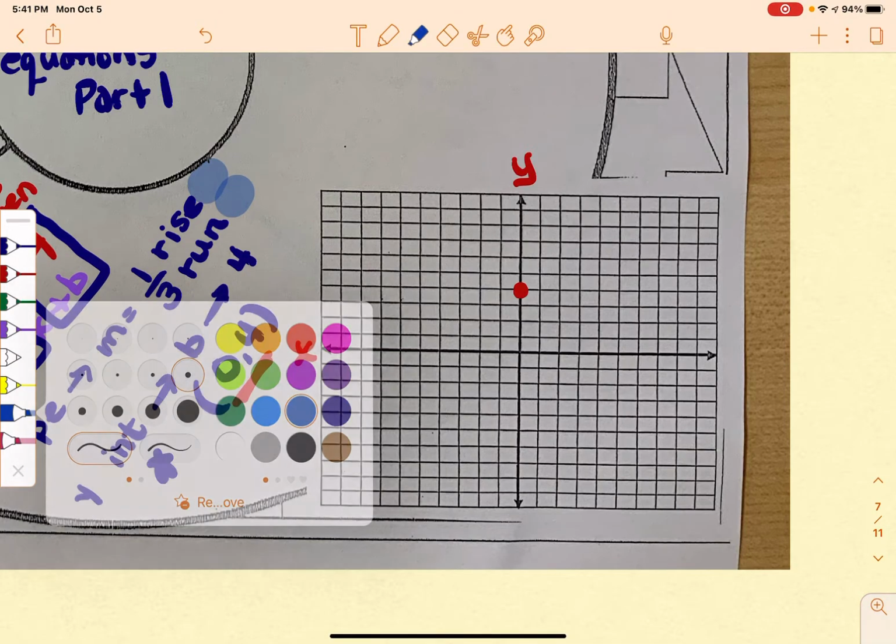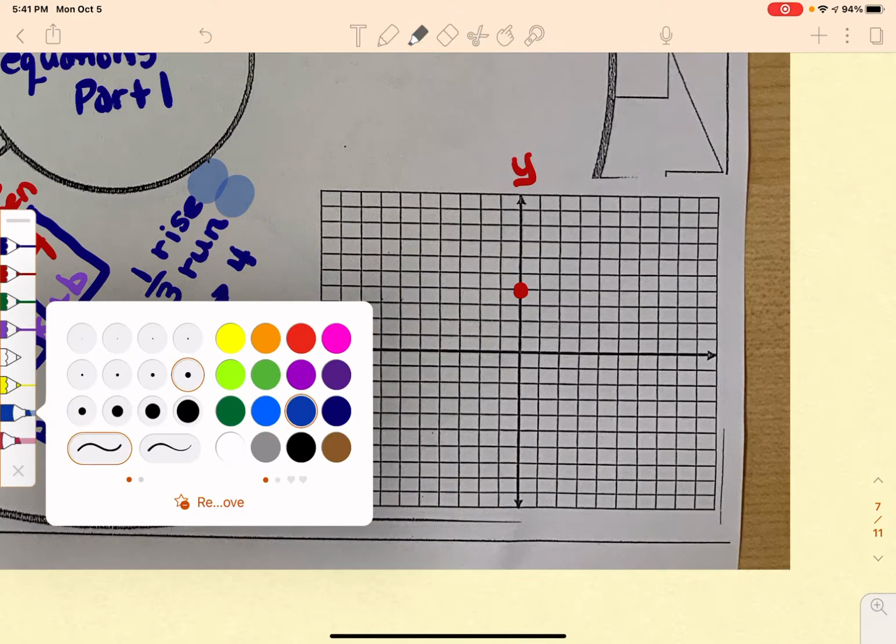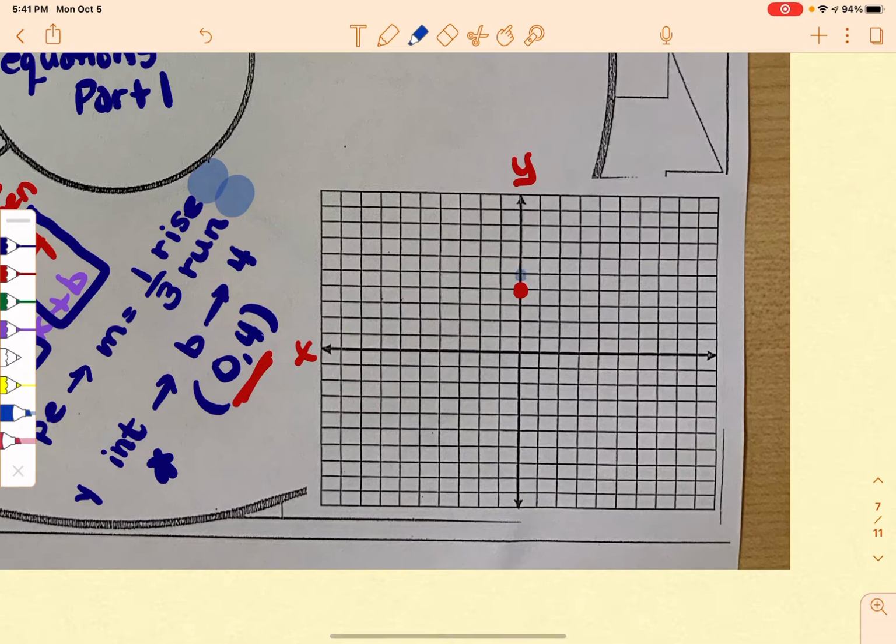Now, I'm going to use a little bit of a highlighter so you can see this. Hang on, I'm just going to make this a little smaller so it doesn't go crazy. So I'm going to go up 1 and over 3. Here's going to be my next point. And then I'm going to keep going because slope is constant. It's the same change. So up 1, over 3. Up 1 and over 3. So I'm able to get the y-intercept that I started with at (0, 4). And then I was able to make 3 more points.